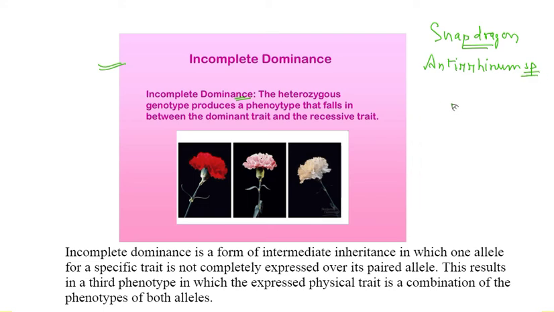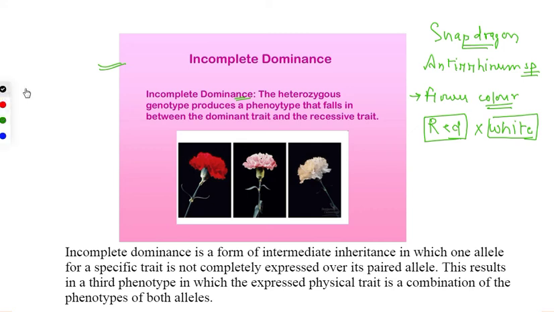क्या हुआ कि एक कैरेक्टर लिया गया, that is flower color. So red flower लिए गए and white flower लिए गए, meaning one plant of the same species having the red colored flower and another one having the white colored flower of the same species, Antirrhinum species. The contrasting characters you can say, children here, right?